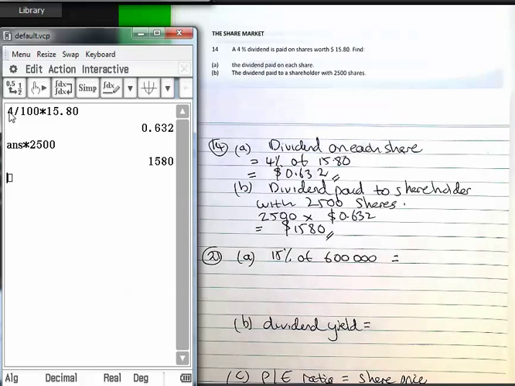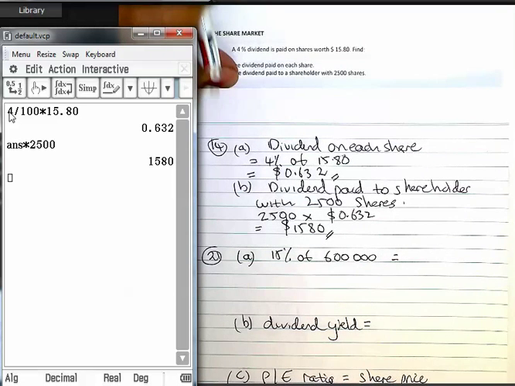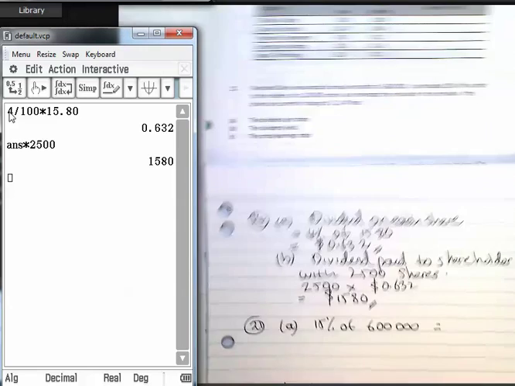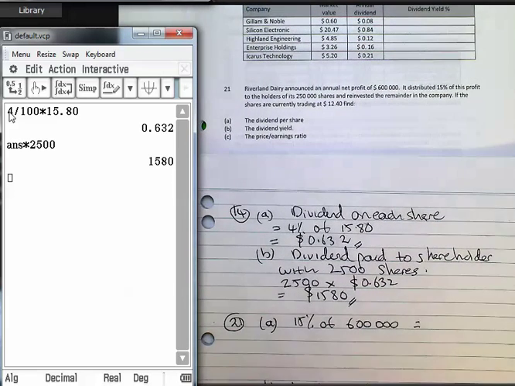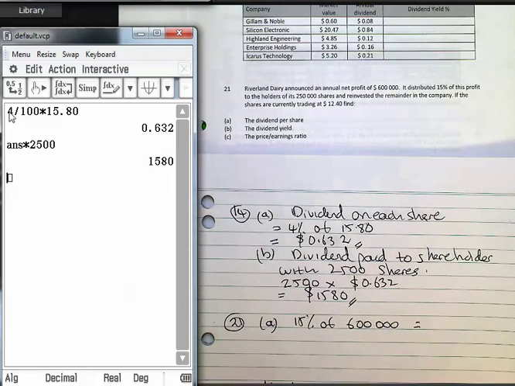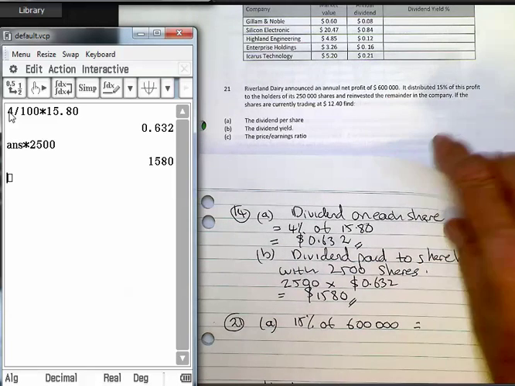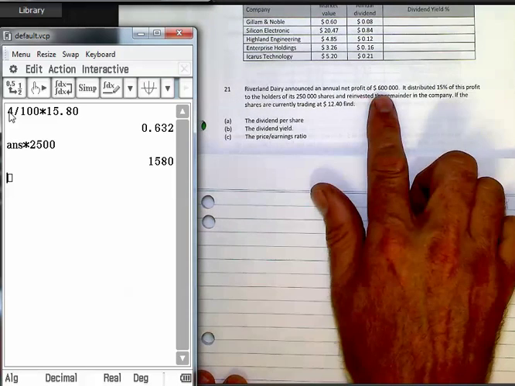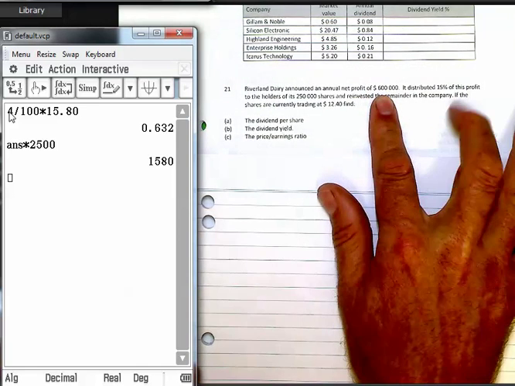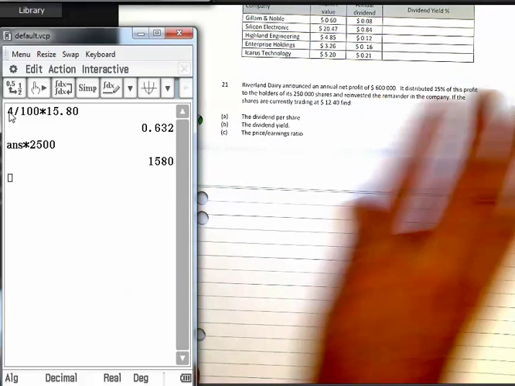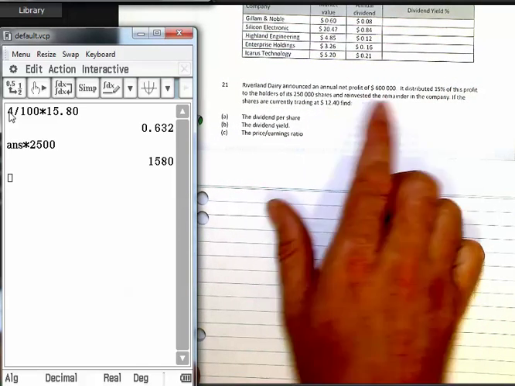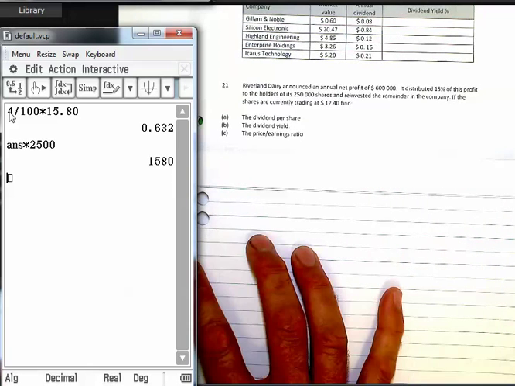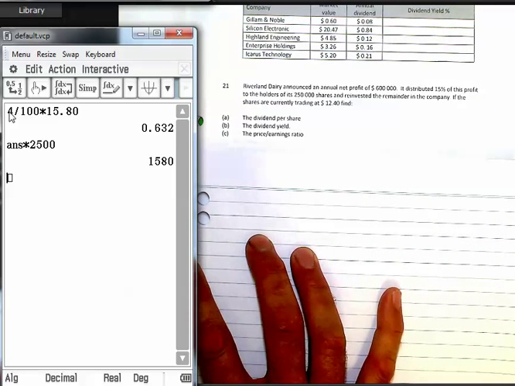Now, what we're going to do is move on to number 21. This is looking at dividend per share and then a price to earning ratio scenario. Now, in this problem, we've been given a net profit figure of 600,000. They're going to distribute 15% of that profit to the shareholders and reinvest the remainder. The shares are currently trading at $12.40.